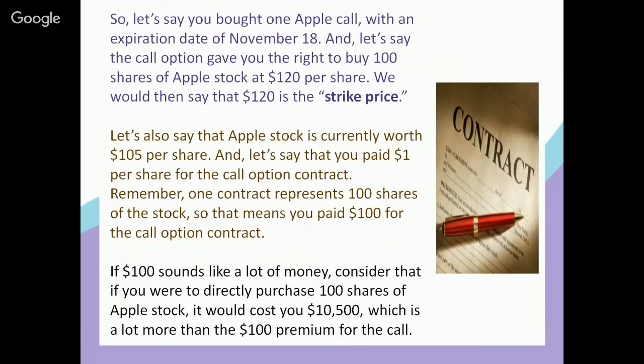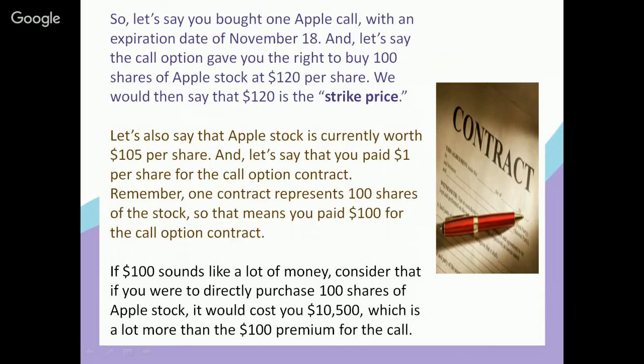And let's say that you paid $1 per share for the call option contract. Remember, that's called the premium. That's what you're paying for the right to buy the Apple stock. Now remember, one contract represents 100 shares of the stock. So that means you paid $100, or $1 times 100. You paid $100 for the call option contract. That's your premium that you paid.